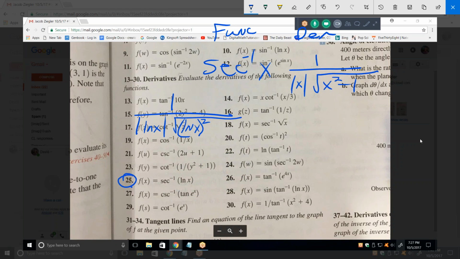Okay, and the rest of it? And then minus 1. Okay. To multiply it by the 1 over x. There you go. And I don't think you can simplify it anymore. No, I don't think so either.